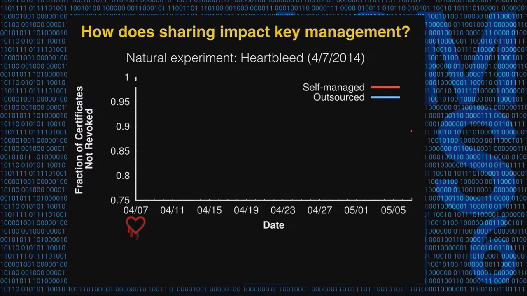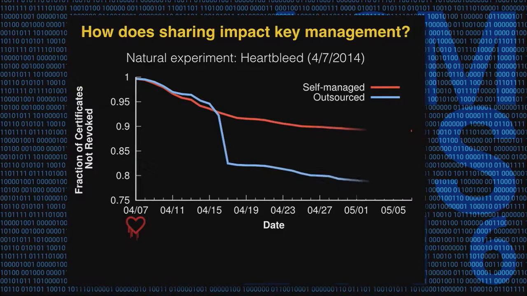So in this plot, we start with the Heartbleed bug occurring all the way on the left here. And then we looked at, for each day over the following month, what fraction of vulnerable certificates were still not revoked on that date? And we compared this for the outsourced and the self-managed certificates. So ideally, we would see a line at x equals 0 here, meaning that everyone revoked immediately. But clearly, that's not at all what we see. And so really, as a whole, everyone is doing pretty poorly.